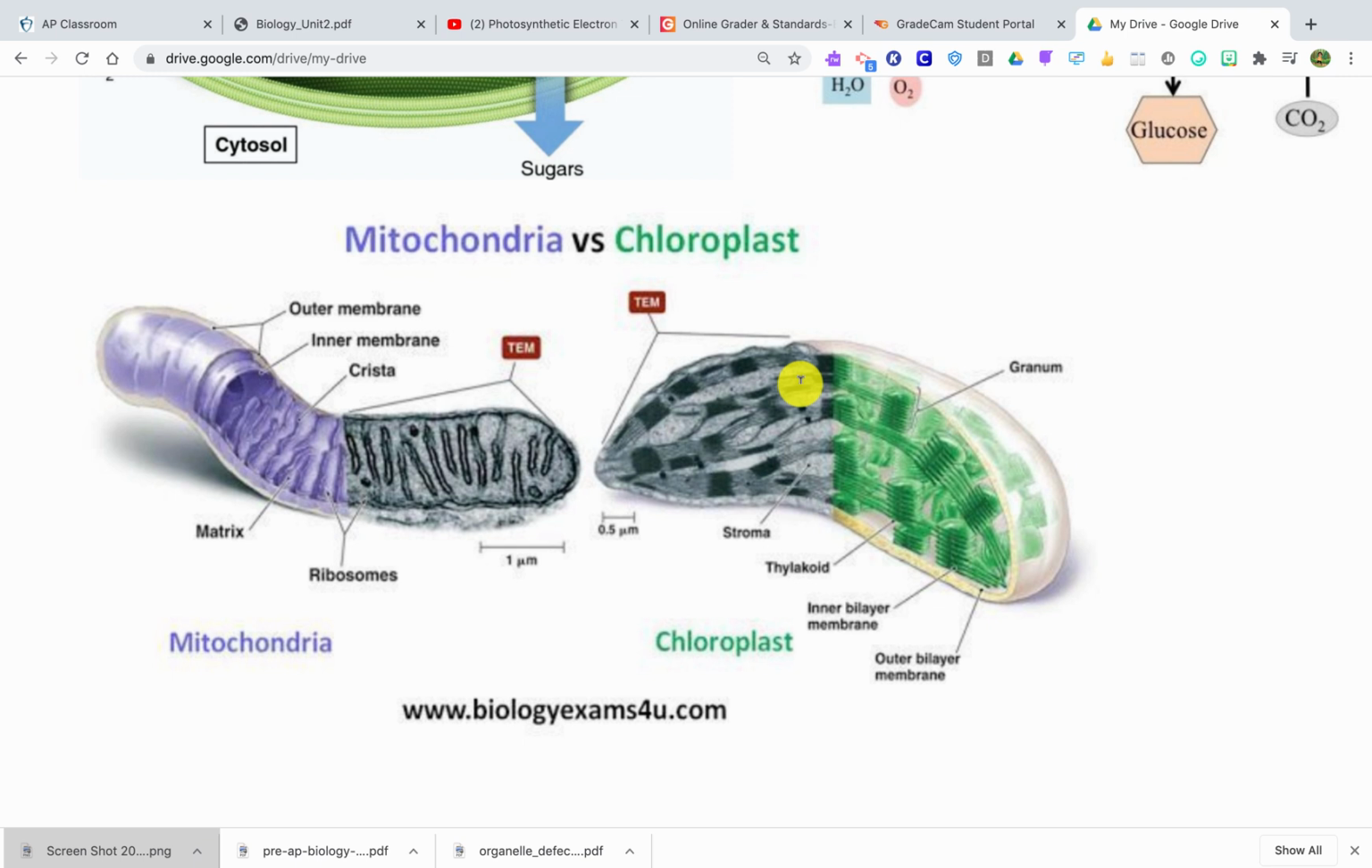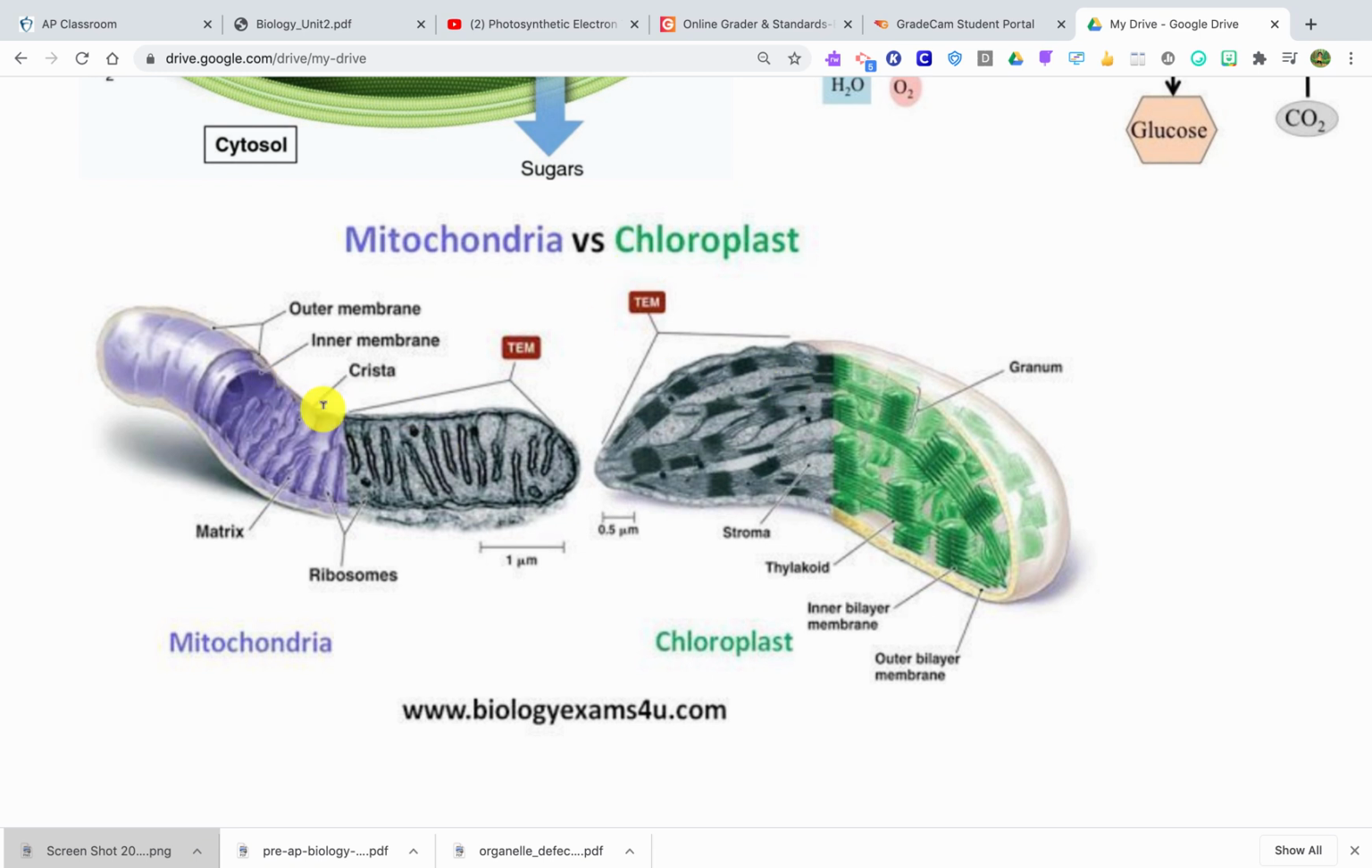The next organelle that we're going to talk about is the mitochondria, and these are not opposite of each other. It's not like animals have mitochondria and plants have chloroplasts. Plants have mitochondria as well. They're going to take those sugars that are made in the chloroplast, and then use them for energy in cellular respiration, just like an animal does.